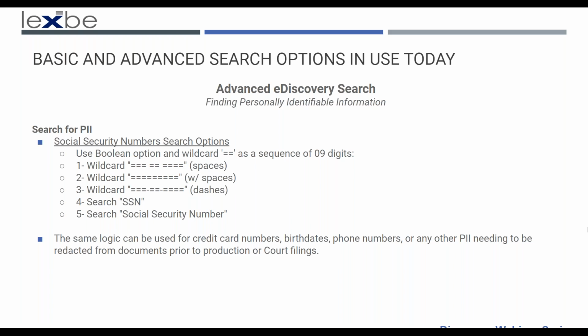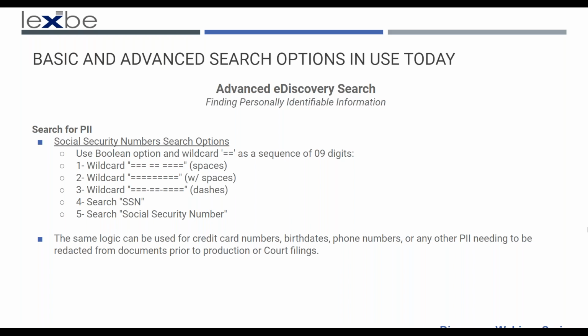So wildcard, wildcard, wildcard, space, wildcard, wildcard, etc. That's going to return any document that includes numbers in that order. So 3 numbers, space, 2 numbers, space, 4 numbers. Any document that has that sequence of numbers in it will be returned as a hit. And then you or someone on your staff can go through and review those hits and redact the information if it is in fact a social security number.